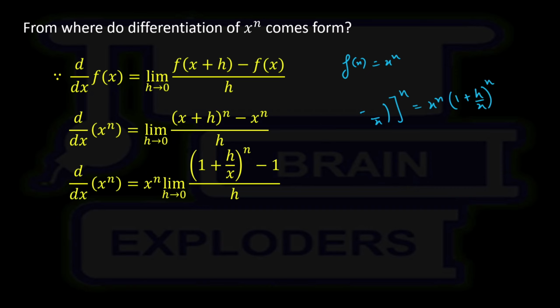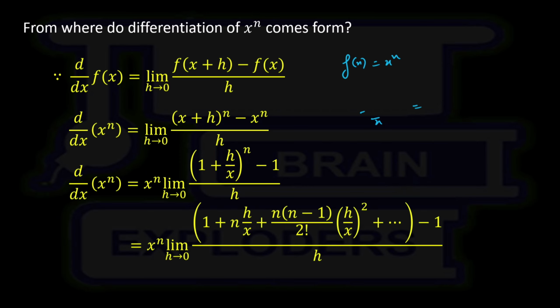So we have taken this common, and now we can just apply this expansion, and then we can see that 1 and 1 get cancelled out, and here we can take h common from each of the terms, and one of the h will cancel out, and each term will have an h except this first one. So we will get x^n times n/x, right, which is equal to n x^(n − 1), like this.